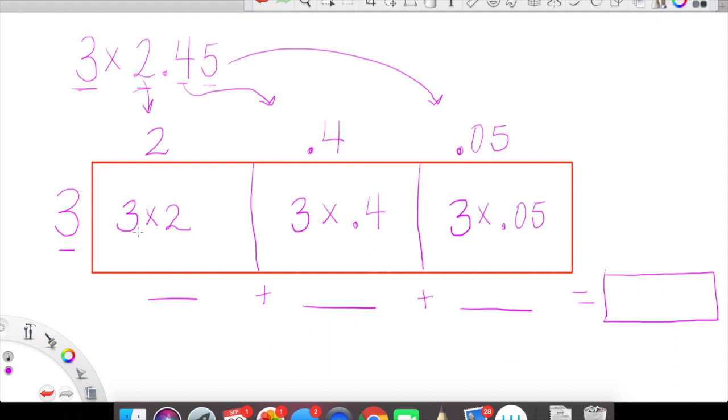First, we have 3 times 2. 3 times 2 is 6.